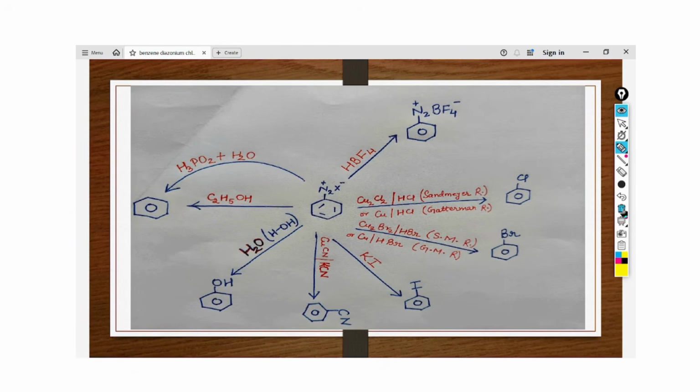Now see the next reaction. This is actually the conversion of one type of your diazonium salt into another type of diazonium salt.